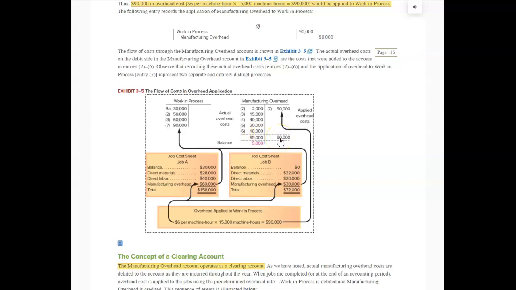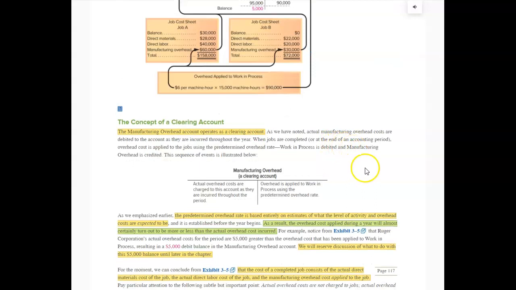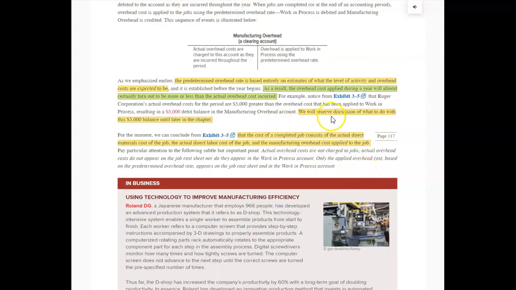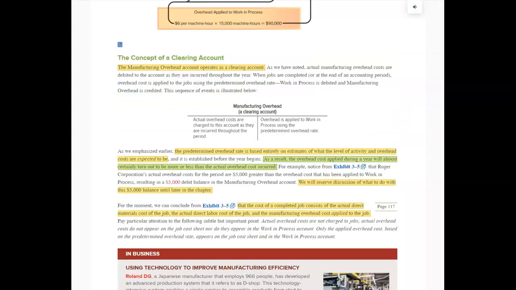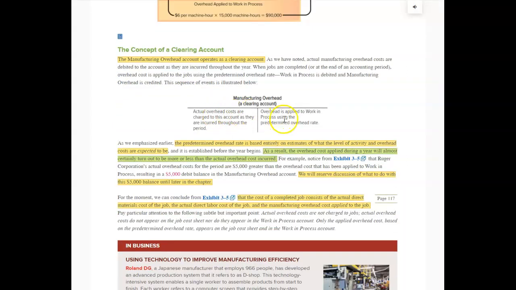Over here on the right side, the credit side, this shows the amount we applied to production. This is based on an estimated predetermined rate, actual hours we used, but the estimated rate. So the $90,000 is an estimate. The $95,000 is the actual. The difference is a balance of $5,000. We're going to come back to this $5,000 a few pages from now, so keep this in mind. In the overhead account, actuals are on the debit side, applied on the credit side. And we have $5,000, and that's the debit balance after everything is said and done in that account. We'll talk about that more in just a few minutes.